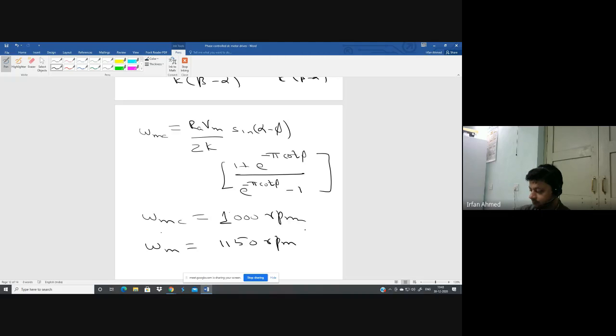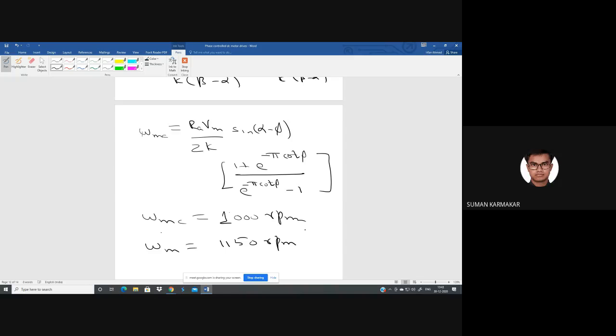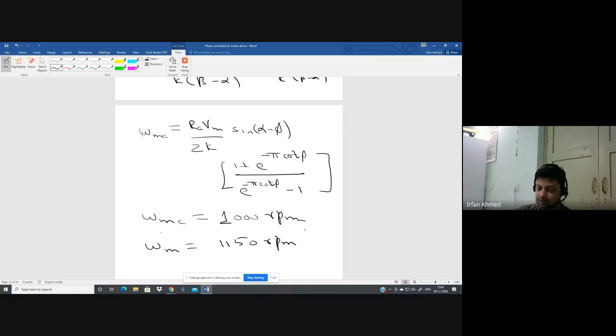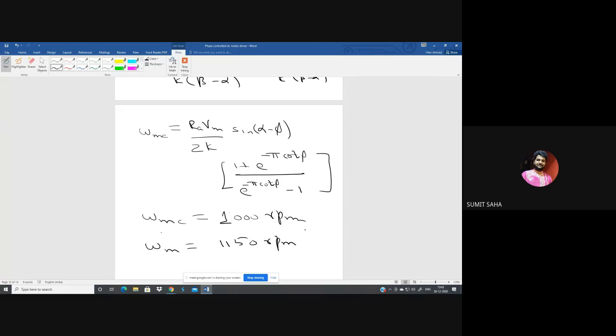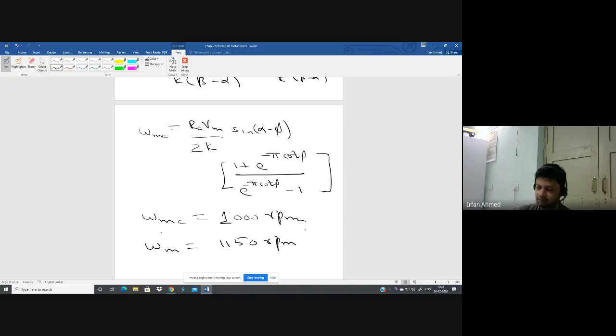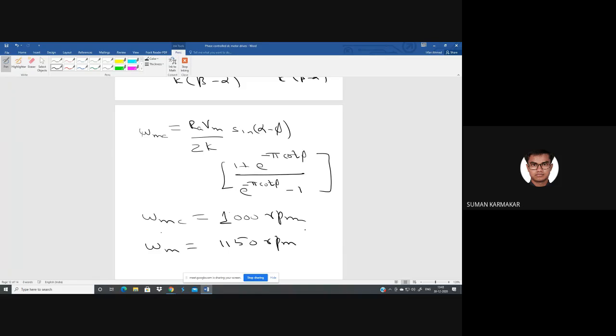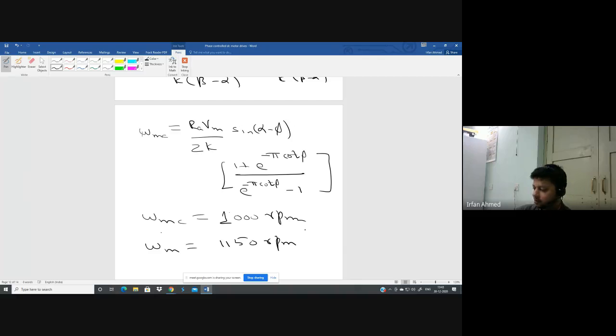It is the speed, it is the boundary between continuous and discontinuous conduction for a given value of alpha. So suppose the critical speed is 1000 RPM and the actual speed is 1150 RPM. Will you get continuous conduction or discontinuous conduction? Discontinuous conduction. Anybody saying continuous? Nobody? Okay, why discontinuous?